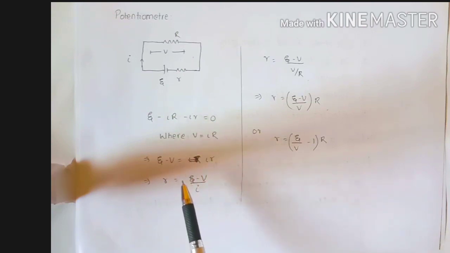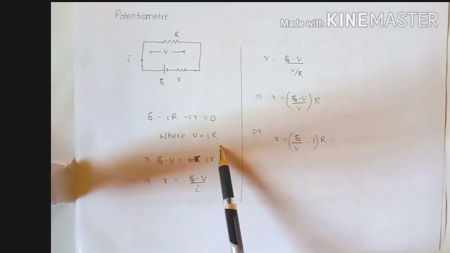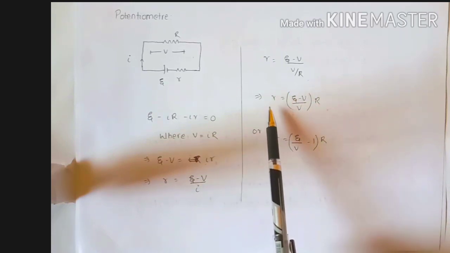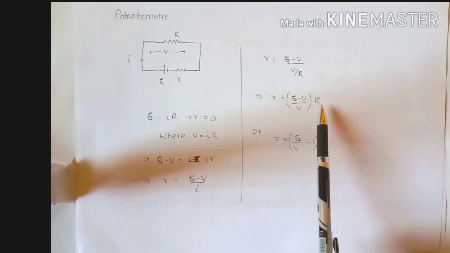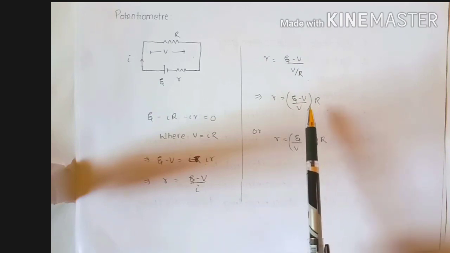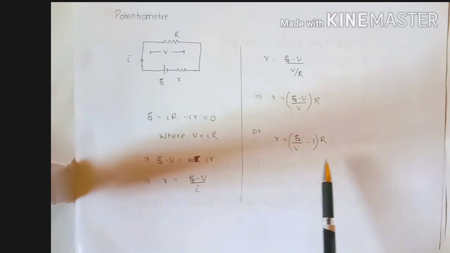So modify the relation for small r and substitute I from this relation. So we are having r is equal to (E minus V) by V, whole into R. So this is the formula to get the internal resistance in case of potentiometer. Now let us see potentiometer.